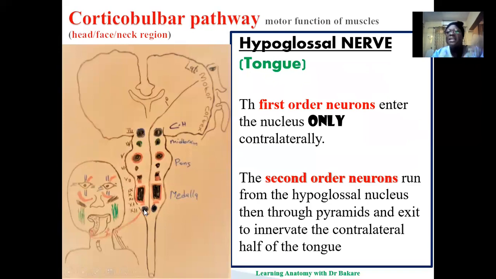So they give a contralateral supply, and at the synapse in the nucleus, the second order neuron will pick it up from there and run to supply the contralateral side of the tongue. So you can also do an imaginary division of the tongue into a right and a left part, which means that the hypoglossal nerve from the right will supply the left side of the tongue, while the hypoglossal nerve on the left will supply the right side of the tongue. This is also different from what we have in the presentation with the others.